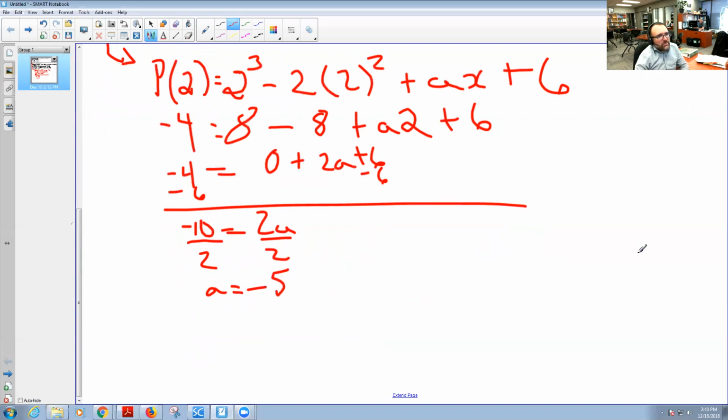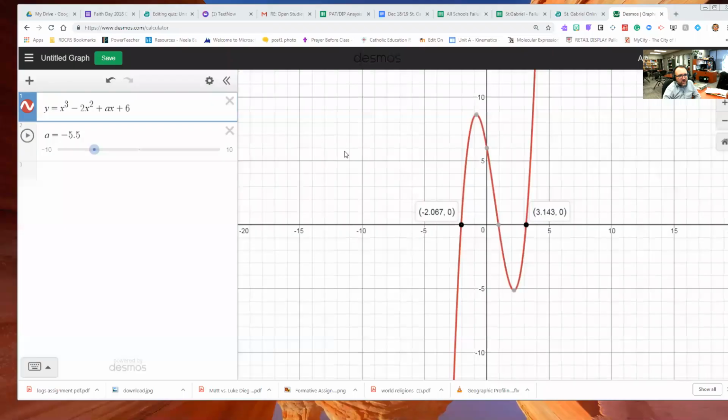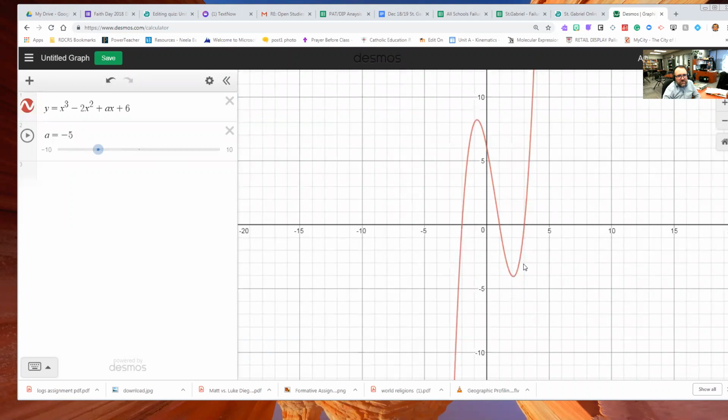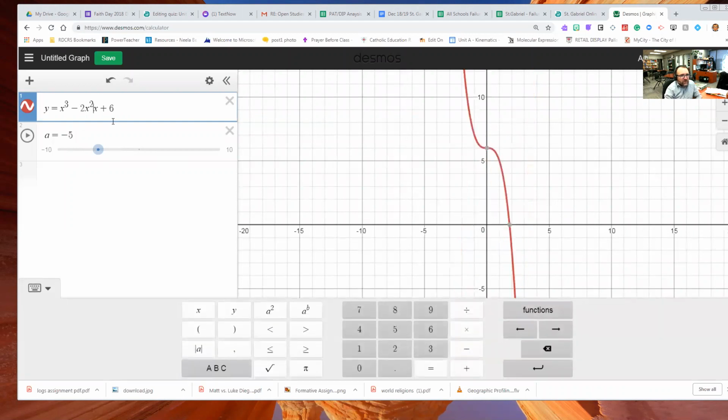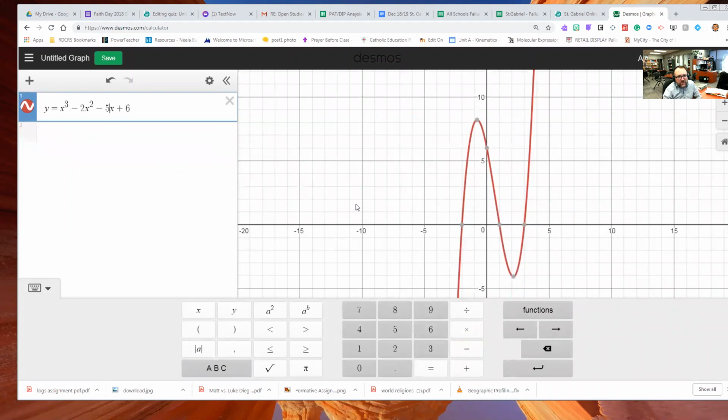That means if we go back to our graph, let's share this and go back to Desmos. We need to make a equal to negative 5. This means these are our zeros: negative 2, 1, and 3. Those are the 3 factors we're going to be using for part C when we need to factor it. So the nice thing is, changing this to negative 5 should look like the following, as we just said. Those are the 3 factors we're going to be dealing with.